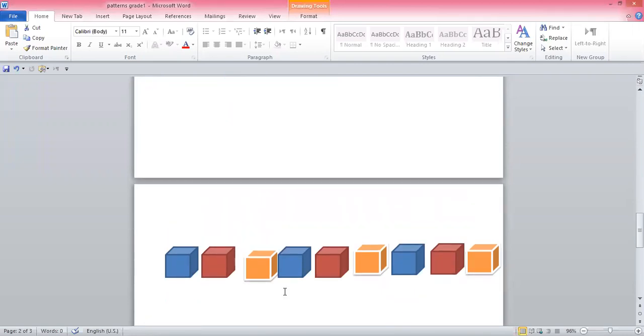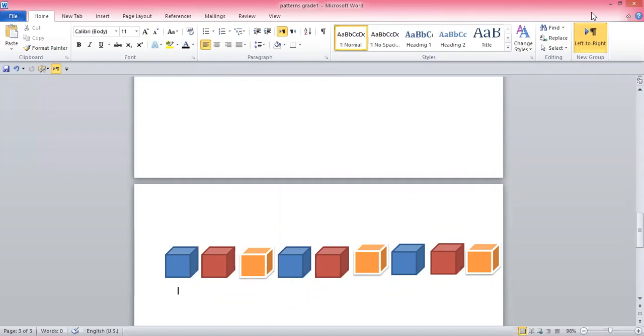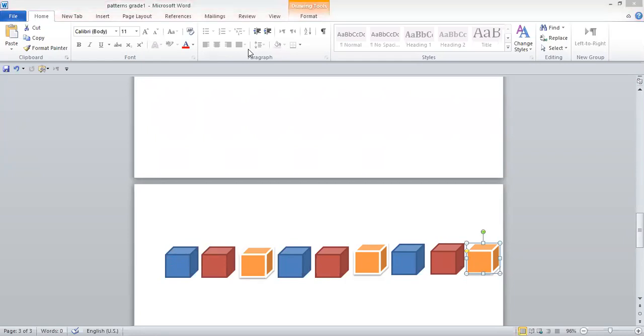Look at this pattern, guys. This pattern is made up of using different colors. These all are cubes, okay? This is blue, red, orange, blue, red, orange, blue, red, orange. You have to tell me after orange which color cube will be next. Which color cube will be next?